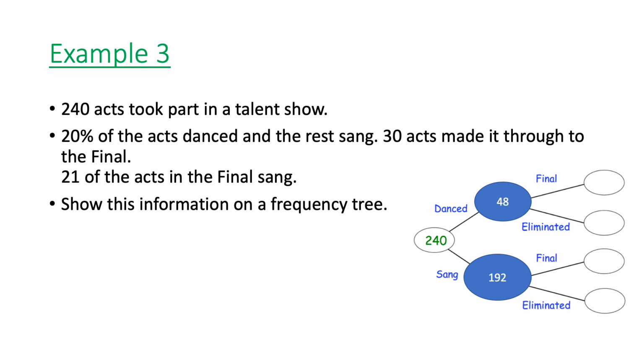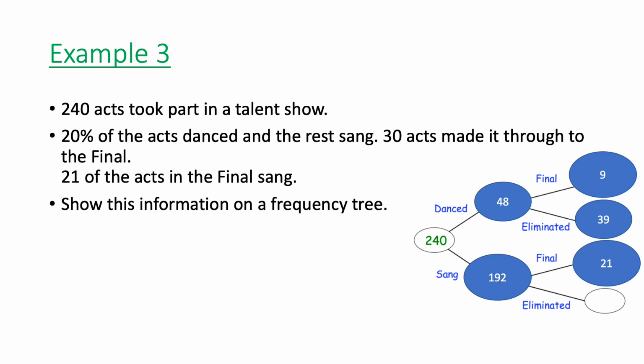It says 21 of the acts in the final sang, so 21 goes there. Then it goes back to the previous question: 30 acts made it through to the final. That's going to have to be 9, because 21 plus 9 has to give me 30. So these two have to total 30, and then I can fill in the gaps. That's going to be 39, because 48 minus 9 is 39. And lastly, 192 minus 21 is 171, guys.